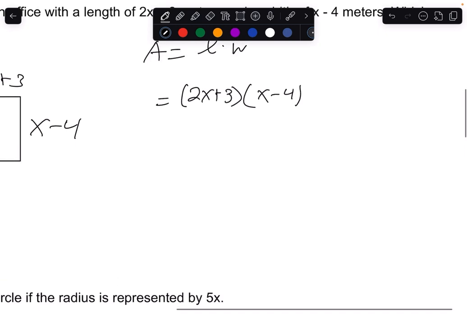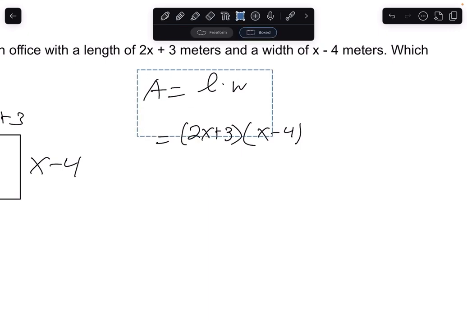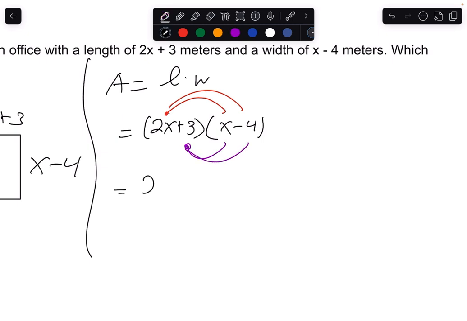One way is to use a box. The other is to do distribution. So let me show both just in case you kind of see the one you like the most. With distribution, all you do is multiply the 2x by both of the parts, and then 3 by both of the parts. So 2x times x is going to be 2x squared. 2x times negative 4, 3 times x, and 3 times negative 4.